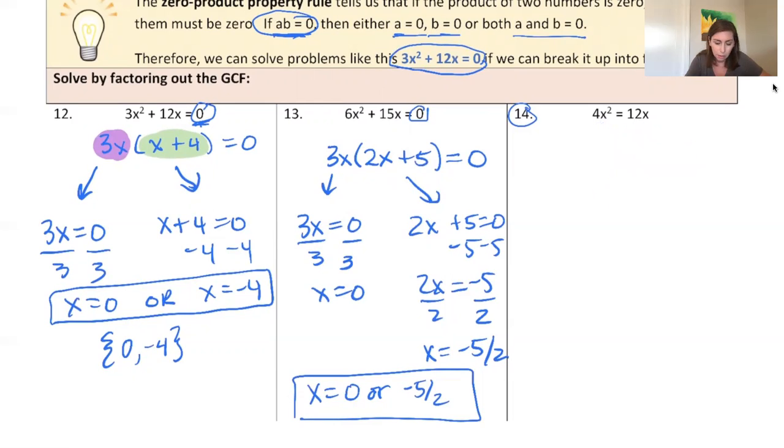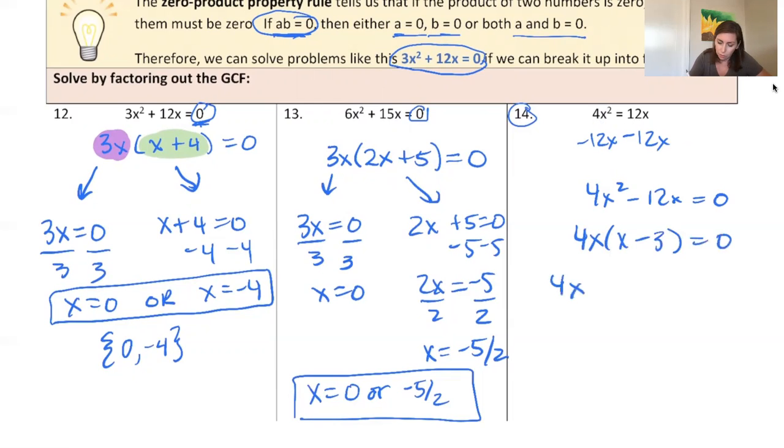Well, I could subtract 12x from both sides, and now it will be equal to 0. 4x squared minus 12x is equal to 0. Now it looks like the other problem. So now I'm going to see if I have a GCF and set each factor equal to 0. I'm going to factor out a 4x and set each of those equal to 0. And we're almost done here. X equals 0, x equals 3.